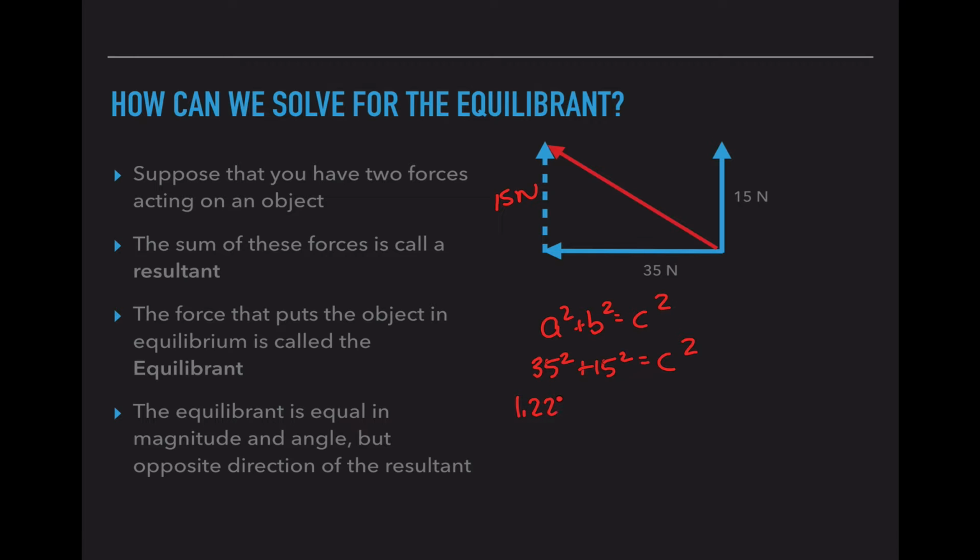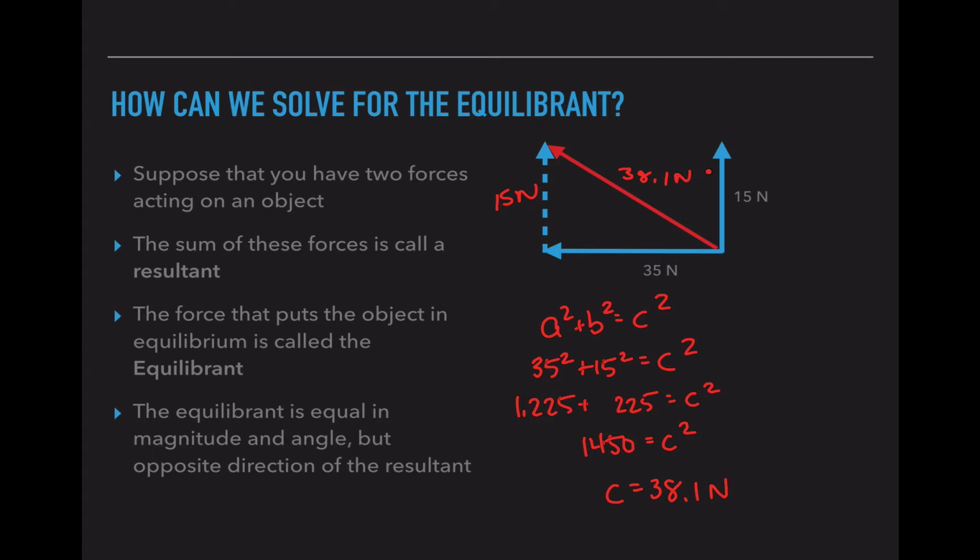35 squared is 1,225. 15 squared is 225. So we have 1450 equals c squared. And then we're going to square root that value and c is 38.1 newtons. So the value of this red line is 38.1 newtons.